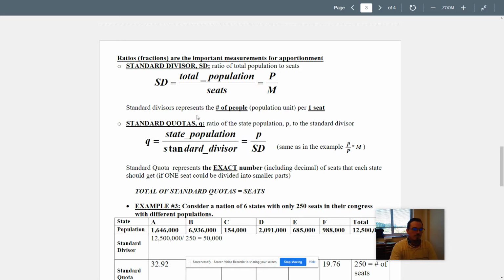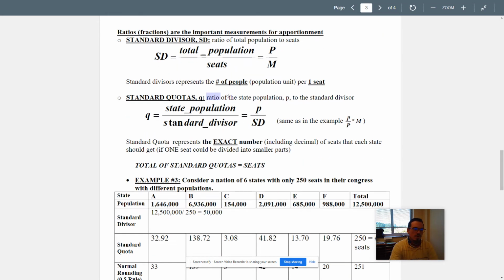So P over M. This standard divisor represents the number of people, population, per one seat. So how many people do we need for one seat? Then we have these standard quotas, which we'll talk about. So the standard quota, which we'll call Q, is a ratio of state population P to the standard divisor. So the way that we find Q is we take the state's population and the standard divisor, and we divide them.